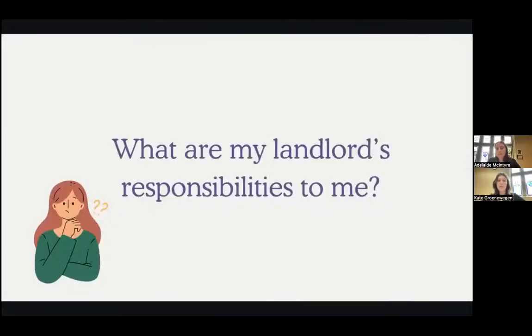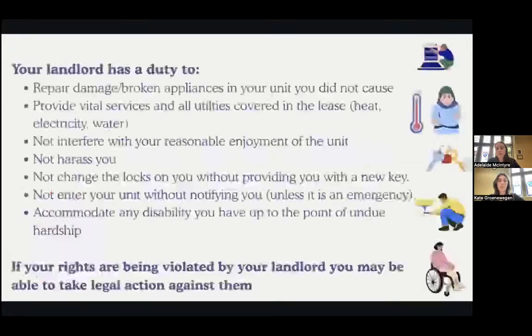We'll now discuss what your landlord's responsibilities are to you. So, your landlord has a duty to repair broken appliances or damage in your unit that you did not cause. If, for example, your oven, toilet, or dishwasher is broken, there's a leak, or you find damage in your unit after you move in, your landlord must fix this. They must fix it even if it was present when you moved in.